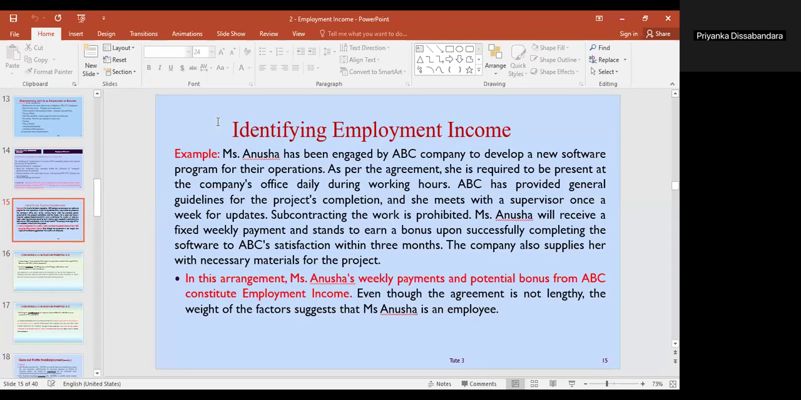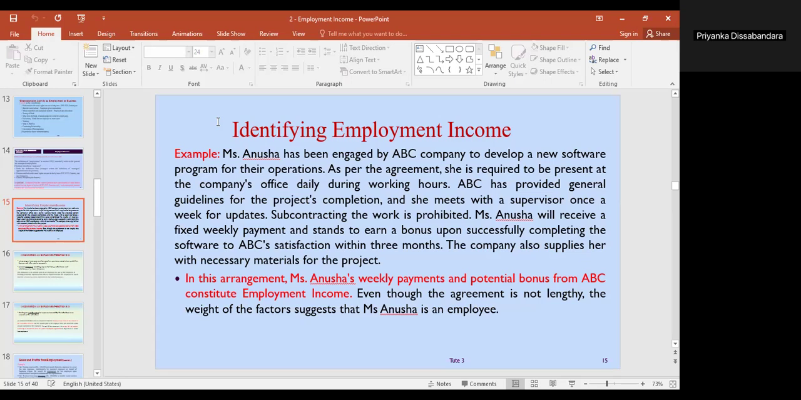This is an example. Miss Anusha has been engaged by ABC company to develop a new software program for their operators. As per the agreement, she is required to be present at the company's office daily during working hours. ABC has provided general guidelines for the project's completion, and she meets with the supervisor once a week for updates. Subcontracting the work is prohibited.